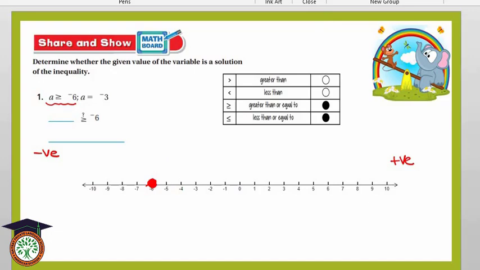So I'm going here to shade a part of my number line. Which part? To the right. Why? Because it says a is greater than. So I am going to start shading this part here to the right.